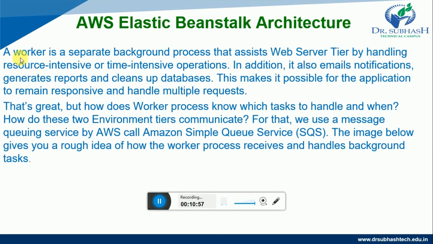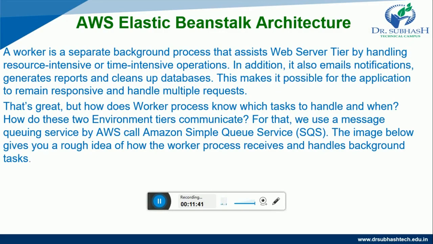Now let us see what is the worker tier. A worker is a separate background process that assists the web server tier by handling resource intensive or time intensive operations. In addition, it also emails notifications, generates reports and cleans up databases. This makes it possible for the application to remain responsive and handle multiple requests. The worker process knows which task to handle and when.